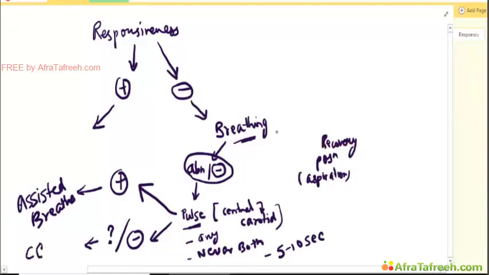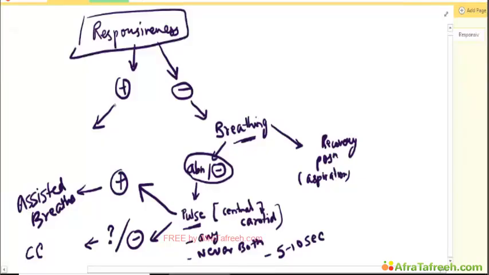This is an overall algorithm. To repeat once, you look for responsiveness. If the patient is responsive, you evaluate further. We'll discuss a lot about various patient presentations. If the patient is not responsive, you check for breathing. If the patient is breathing well, shift the patient to recovery position to prevent aspiration.